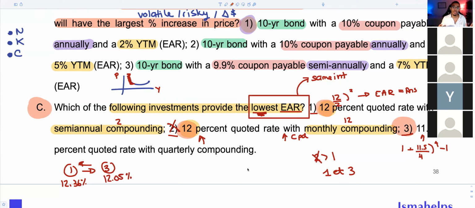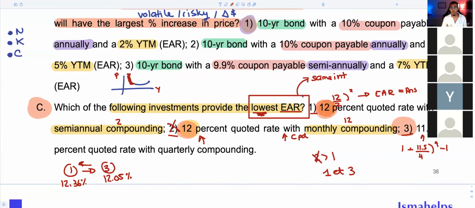Obviously, if we're looking for the lowest EAR, you're going to take the one with the lowest compounding periods, right? Because that one's going to have fewer compounding periods, such that its effective annual rate will be smaller than all the other ones. That's why in this case, number 1 was our selection, because semi-annual compounding is smaller than monthly compounding. For that reason, 1 must be smaller than 2, just because they have the same quoted rate but different compounding periods. So once again, you take the one with the lowest amount of compounding periods.